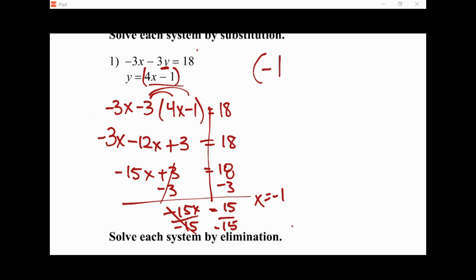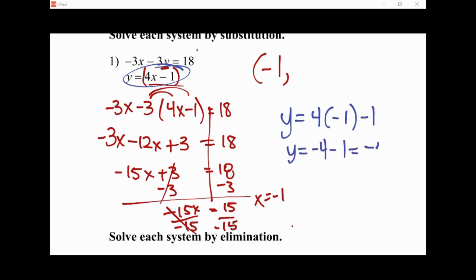So I know what x is, but I also got to figure out what y is. So I'm going to plug it into the y equals equation. So y equals 4 times -1 minus 1, which is just -4 minus 1, which is -5. So the point where those two lines intersect is -1, -5.